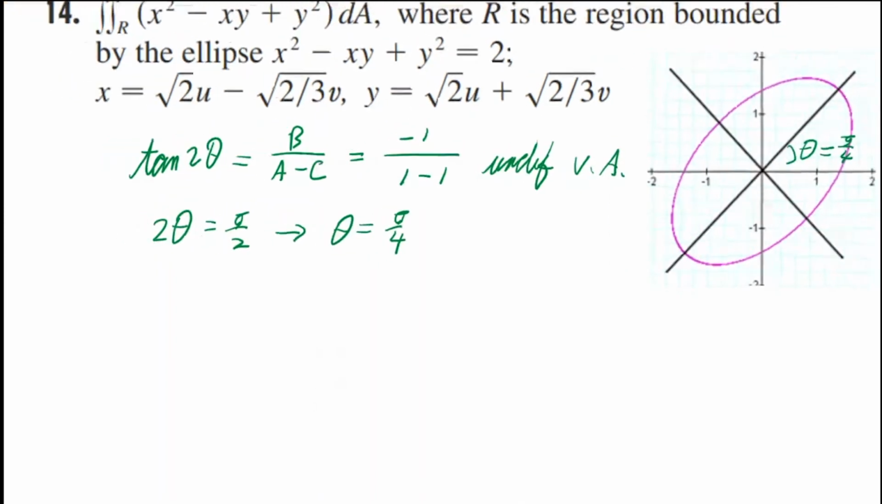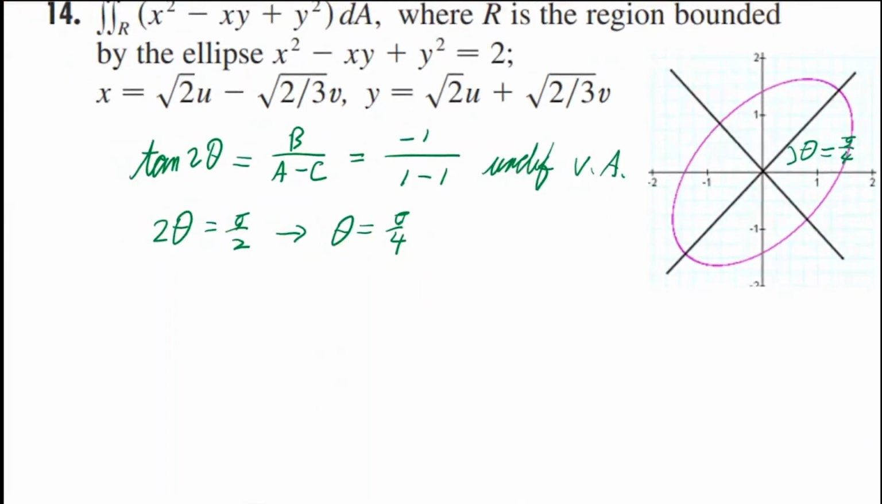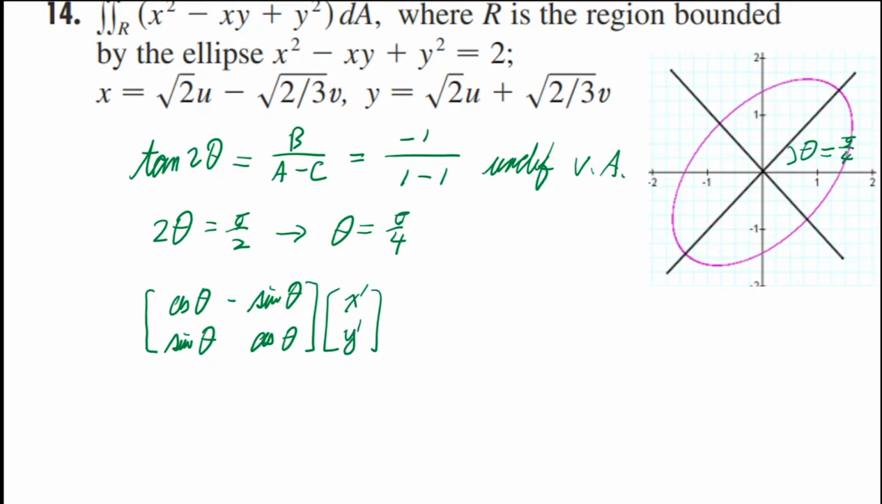Okay, then what was our rotational matrix? Coordinate transformation rotational matrix. It was cosine theta, negative sine theta, cosine theta, right? This is x prime, y prime, I think. This was xy.